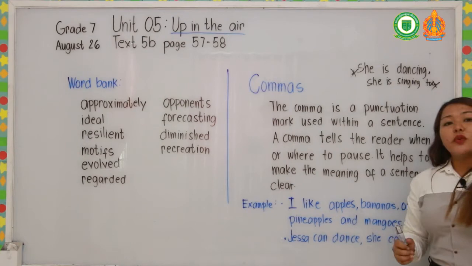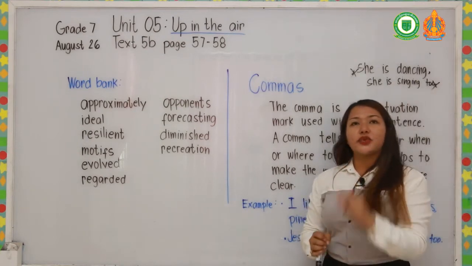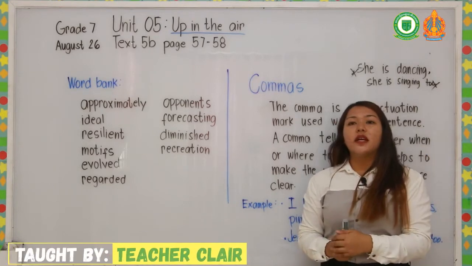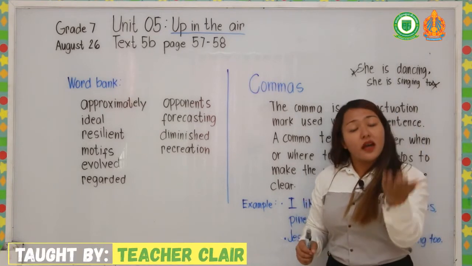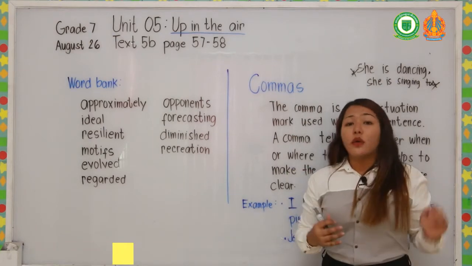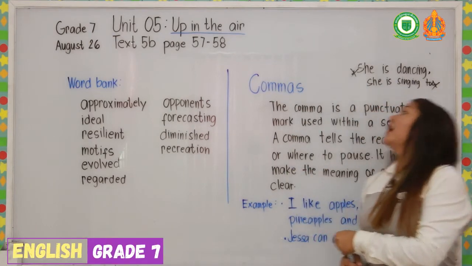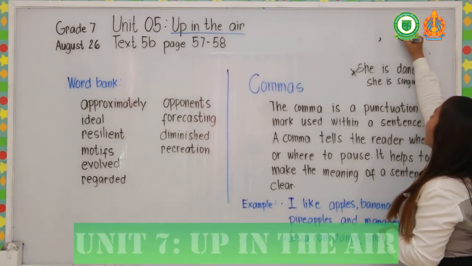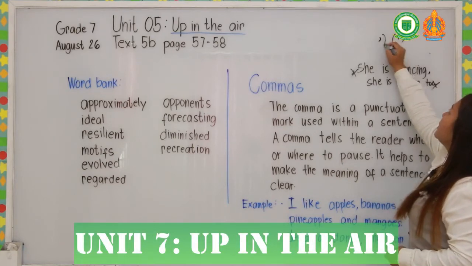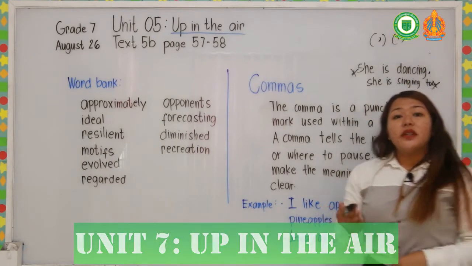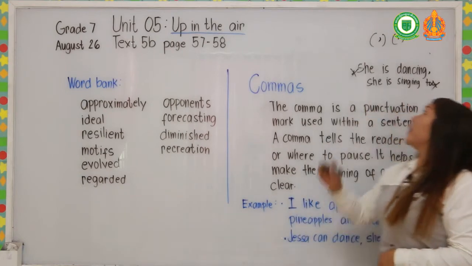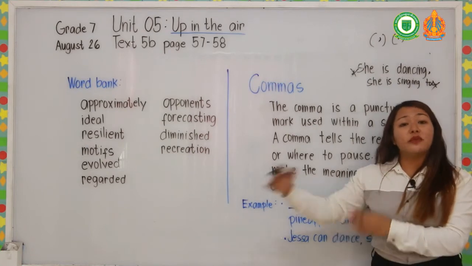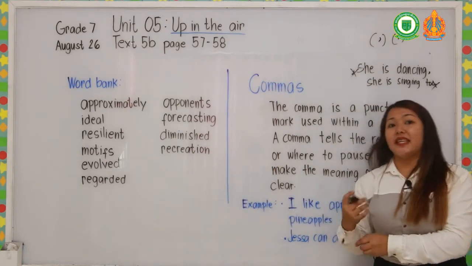So let's say you are reading a sentence, a story, a poem, a news article. A comma tells us, you and me, everyone, when to stop. There is also a difference, kids, between your comma and your period. For a period, it means full stop. You have to stop. But for a comma, you just have to stop for 1 to 2 seconds. Then you continue reading the next word or the next sentence.